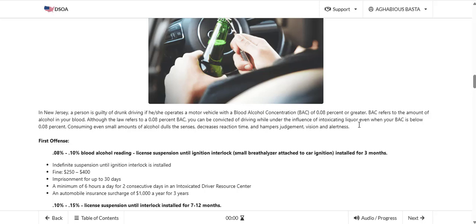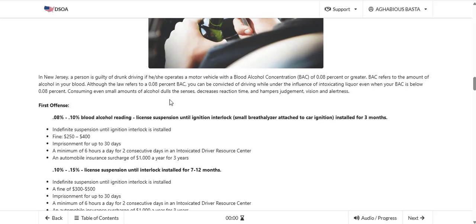Although the law refers to a 0.08% BAC, you can be convicted of driving while under the influence of intoxicating liquor even when your BAC is below 0.08%. Consuming even small amounts of alcohol dulls the senses, decreases reaction time, and hampers judgment, vision, and alertness.